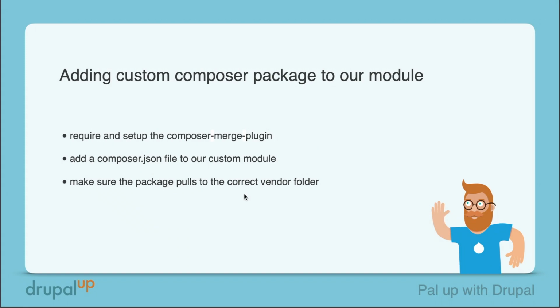In this video, we're going to be taking a look at adding a custom composer package to our module. We're going to require and set up the composer merge plugin. We're going to add a composer.json file to our custom module, and we're going to make sure that the package pulls to the correct vendor folder.